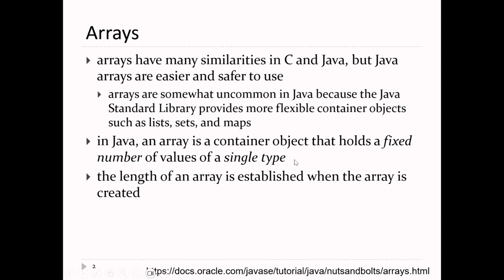Just like in C, an array in Java holds a fixed number of elements, and the elements all have the same type. And just like in C, the length of an array is established when you make the array. So pretty much the same as in C.